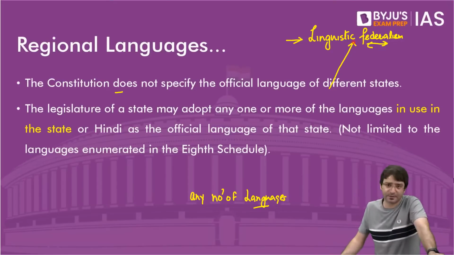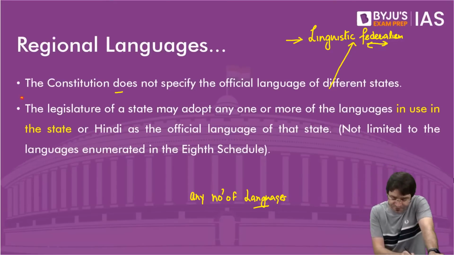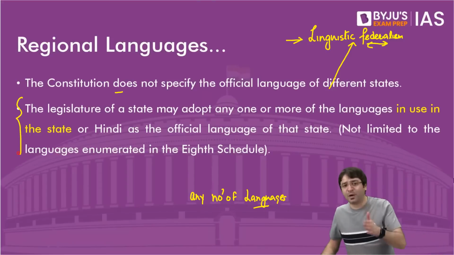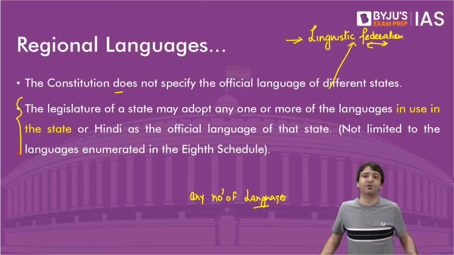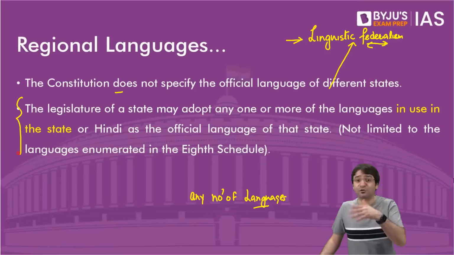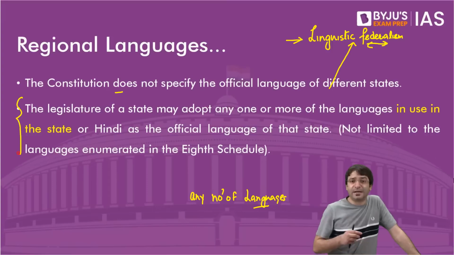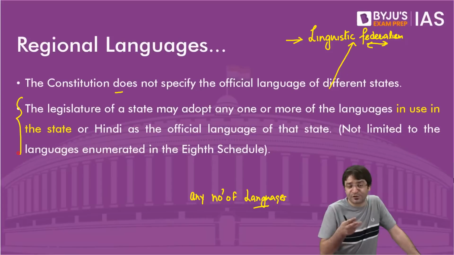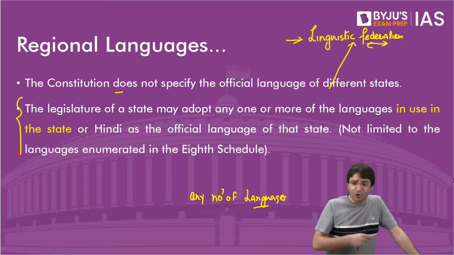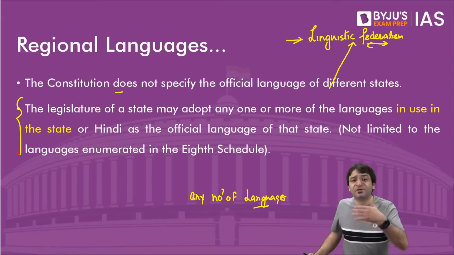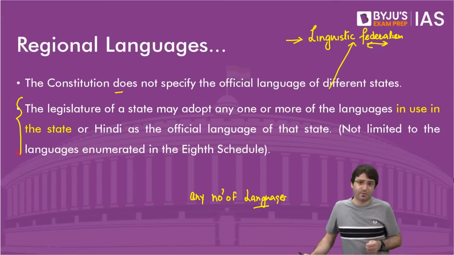Linguistic federalism. The legislature of a state may adopt one or more languages as the official language of the state. That means it's not necessary to have only one language. For example, in Telangana, it can be Telugu, it can be Urdu as well. Both these are the official languages of Telangana. It can be English as well. You can choose one or more languages as the official languages of the state. You can choose a language even if it is not mentioned in the Schedule 8 of the Constitution.